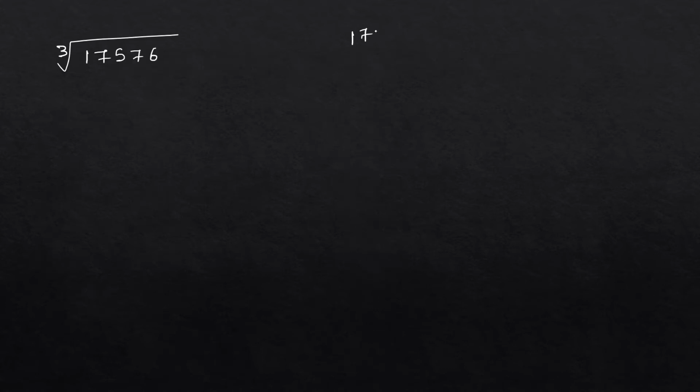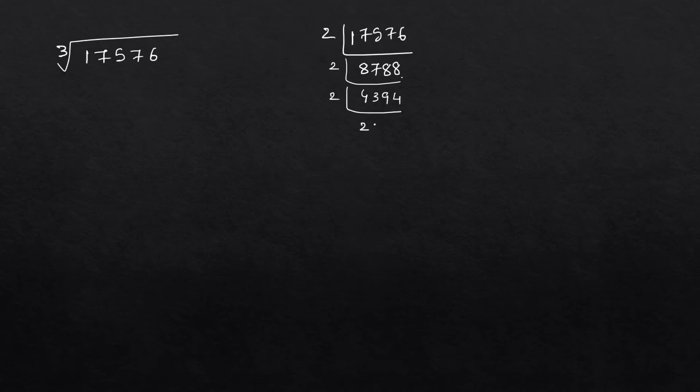17576. Again it is an even number, so it will be divisible by 2. So 2 8s are 16, 1 remainder 15, 2 7s are 14, 1 remainder 17, 2 8s are 16, 1 remainder 16, 2 8s are 16. Again 8 is an even number, so I will go for 2. I will divide by 2. So 2 4s are 8, 2 3s are 6, 1 remainder 18, 2 9s are 18, 2 4s are 8, 2 2s are 4, 2 1s are 2, 19, 2 9s are 18.